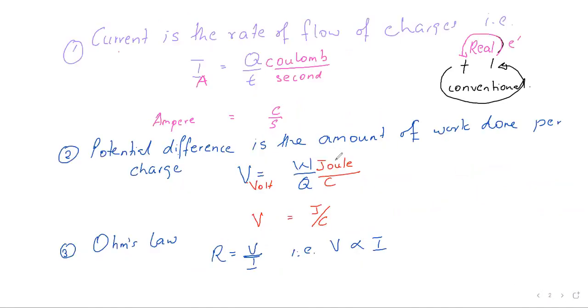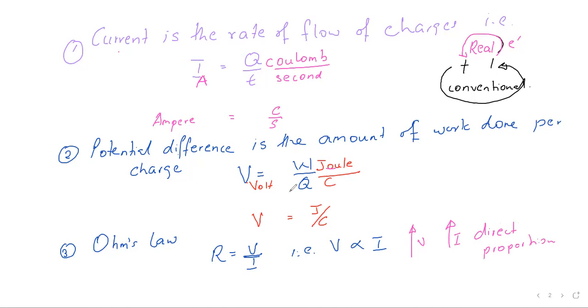And then the work is measured in joules in honor of a scientist called Mr. Joule. And then the third one is Ohm's law, which says that the potential difference is directly proportional to the current, or the current is directly proportional to the potential, meaning that if the voltage goes up, the current will go up. That's a direct proportion. In an inverse proportion, one will go down, the other one will go up. This one is a direct proportion, Ohm's law.